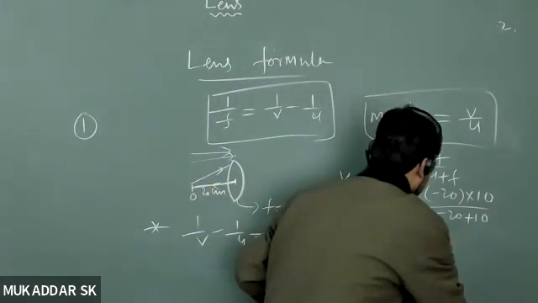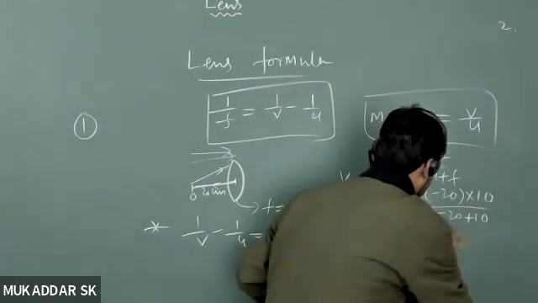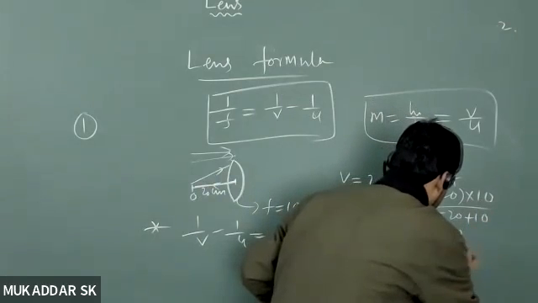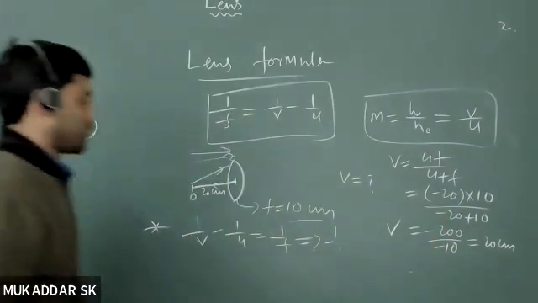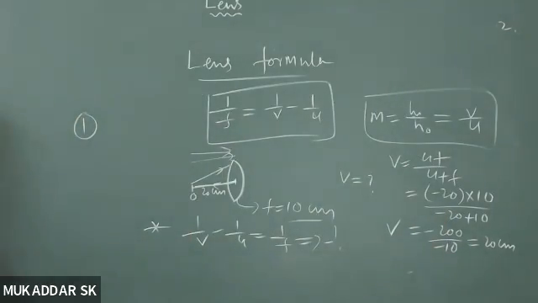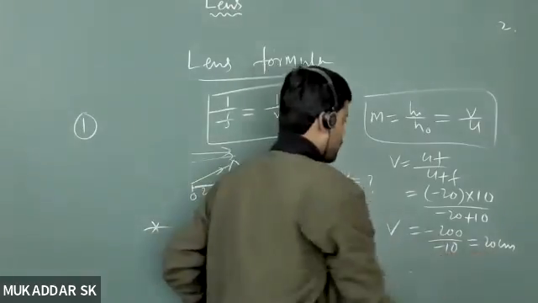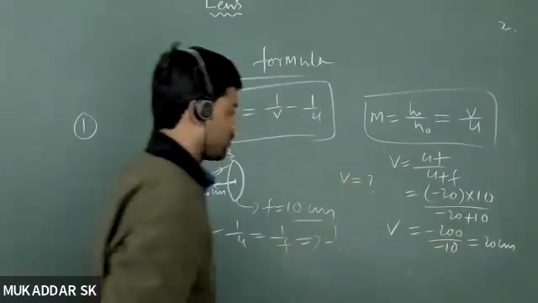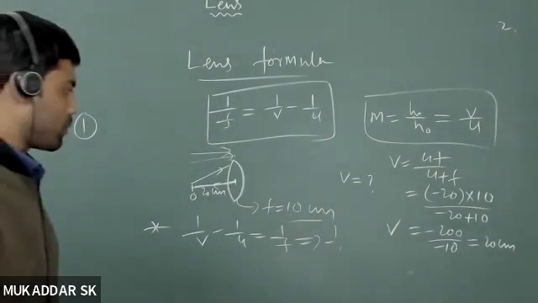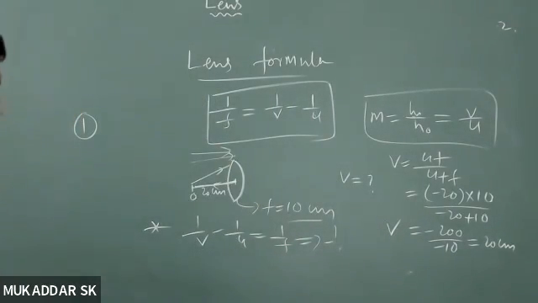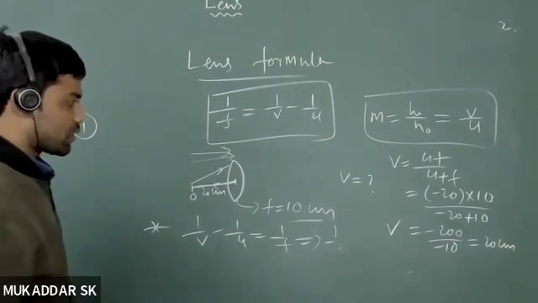So this will give you basically how much? This will give you minus 200 by minus 10. So it will be basically 20 centimeter. Okay, so you can clearly notice that V is actually plus 20 centimeter, but U is actually minus 20 centimeter. So both are actually in opposite sign. So obviously that image will be what? It will be real image. And I can point that location of this image as well.